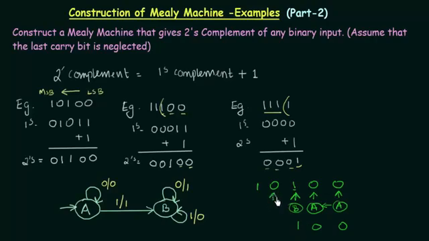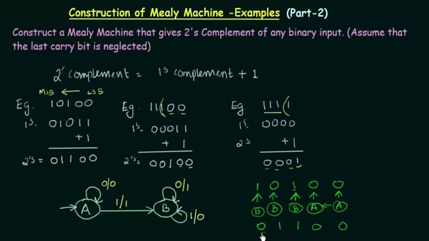Now I come to the next one, that is 0. I am in state B. B on getting 0, what happens? It stays in B itself, and on 0 it produces the output 1. And then I come to the next one, which is this one, and I'm still in state B. B on getting input 1, what happens? It stays in B itself, giving output 0.